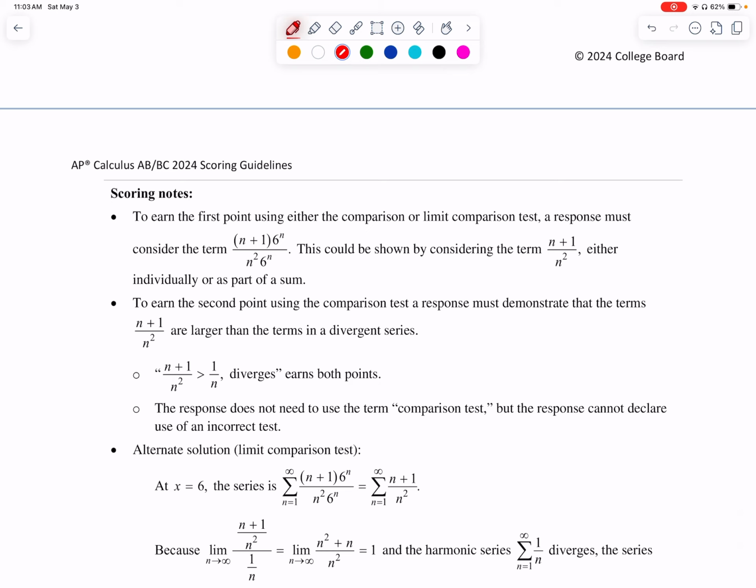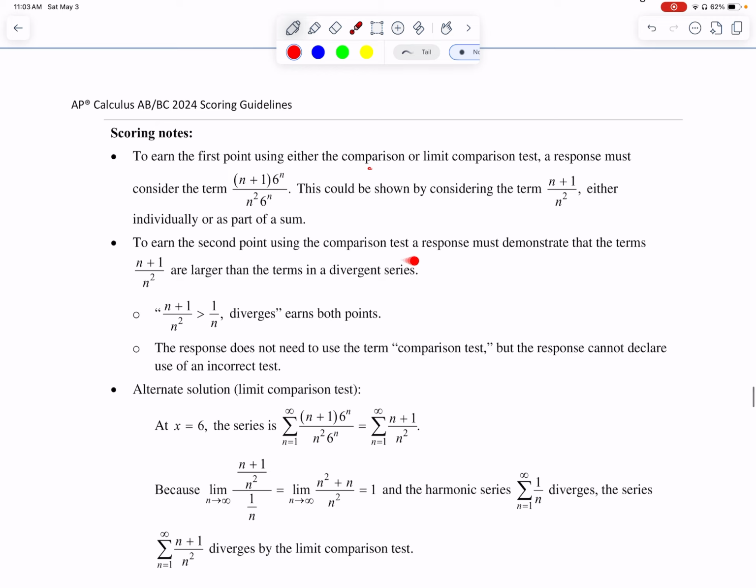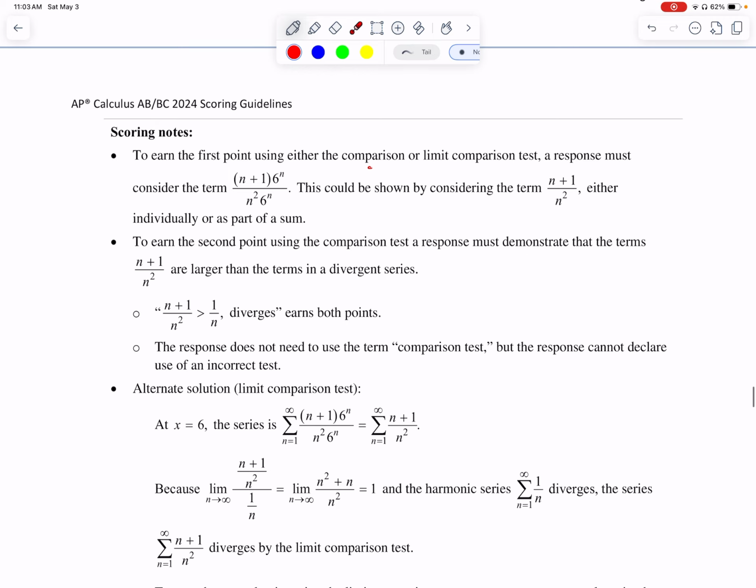Using either the comparison or the limit comparison test, a response must consider this term, which can also be shown by considering this one. And this is the one that was really the important one, I think, because that's what it reduced to. A little easier if you just go ahead and you cancel out your exponential terms. And to earn the second point using the comparison test, a response must demonstrate the terms are larger than the terms of the divergent series.